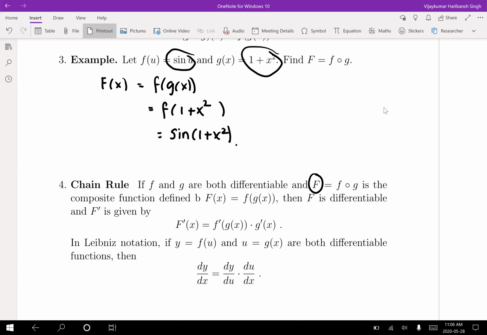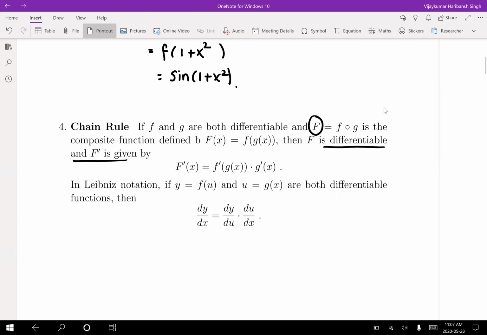Then the chain rule tells us that this composition of functions is differentiable. And the derivative is given by F prime of x is f prime of g of x multiplied by g prime of x. So what does it mean? It means you have F of x equals f of g of x. This is your outer function, and this is your inner function.